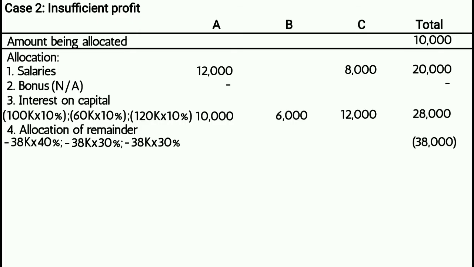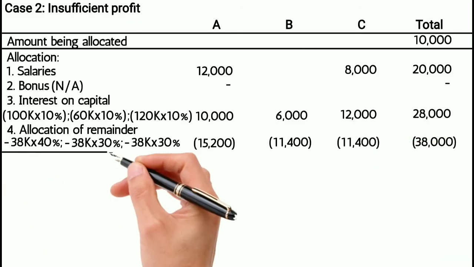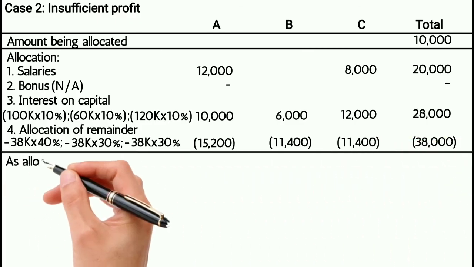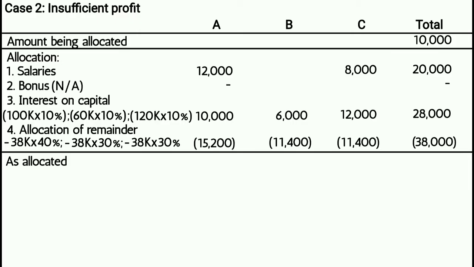Negative 38,000 pesos times 40%, that is equal to negative 15,200. For B, negative 38,000 pesos times 30%, that is equal to negative 11,400 pesos. And last, for C, negative 38,000 pesos times 30%, that is equal to negative 11,400. We can now compute for the partners' respective shares.